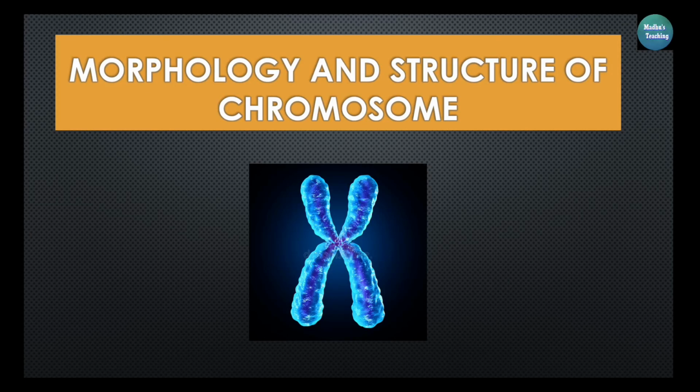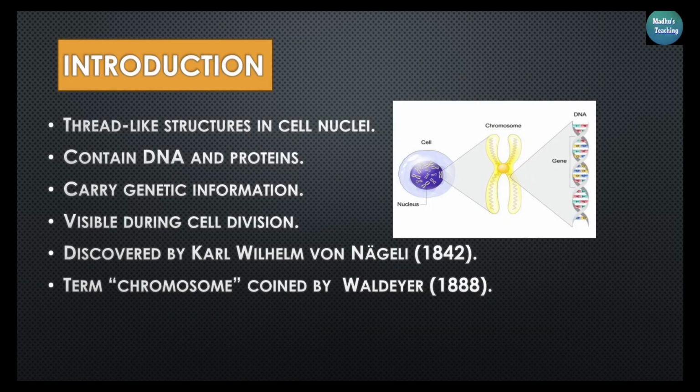So now I will explain about morphology and structure of chromosome. Introduction to chromosome. Chromosomes are the thread-like structures which are present inside the nucleus of the eukaryotic cells, and it is composed of DNA and proteins. Proteins, those are mainly histone proteins. The main function of chromosome is to carry the genetic information which is passing from one generation to another generation, and the chromosome structure is visible only during the cell division.